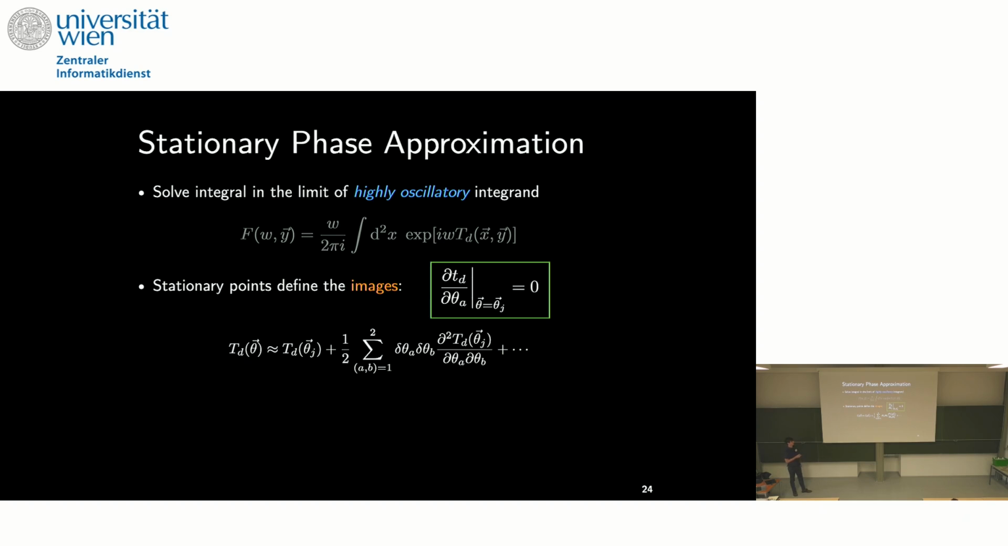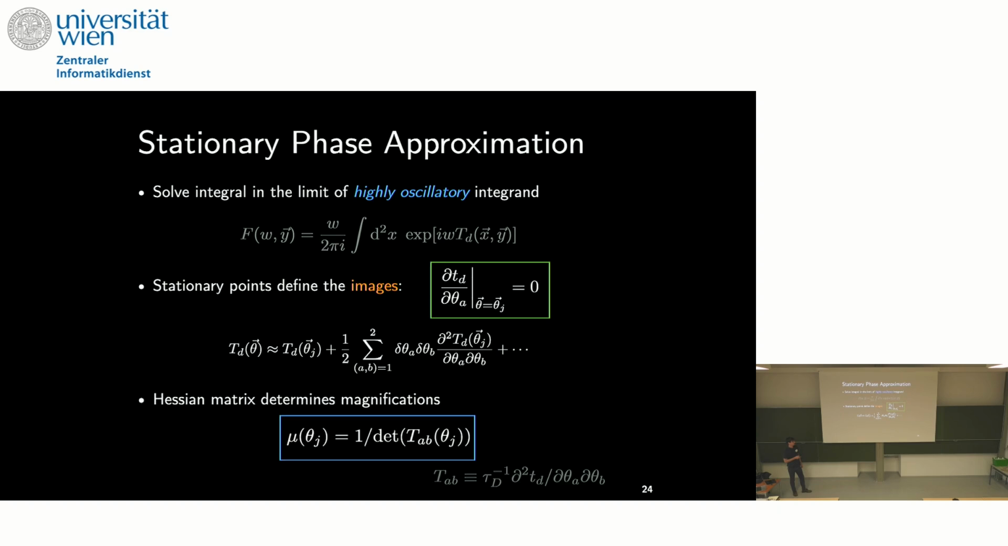So then what you can do is take your time delay surface and expand around these points, and then you're going to have a first order contribution. The first time derivatives, by definition, vanish, and then the next correction is second time derivatives. These second time derivatives are going to give you a contribution that is a Gaussian integral that one knows how to solve, and actually what they are going to define is the magnification of your signal. So this first term is going to tell you the arrival time of your images. These second time derivatives tell you about how much they magnify or not.